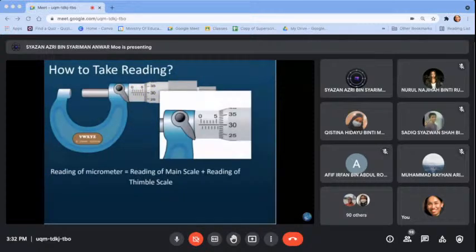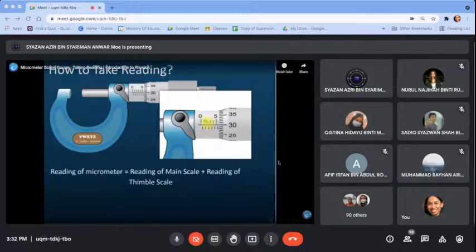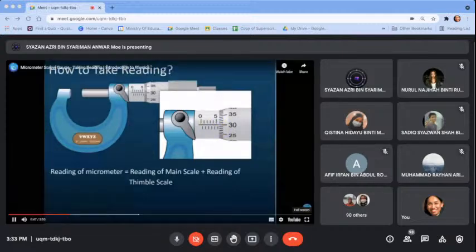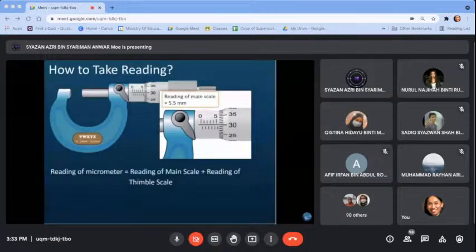Example, this one. For the reading of the main scale, each one is 1 mm: 0, 1, 2, 3, 4, 5 mm. But then here, in the middle of these two, we have another scale, right? Then this will be the 0.5 mm. So 0, 0.5, 1, 1.5, 2, 2.5, 3, 3.5, 4, 4.5, 5. So here, the reading of the main scale is 5.5 mm. Just now the vernier scale was in cm, but this one is in mm.